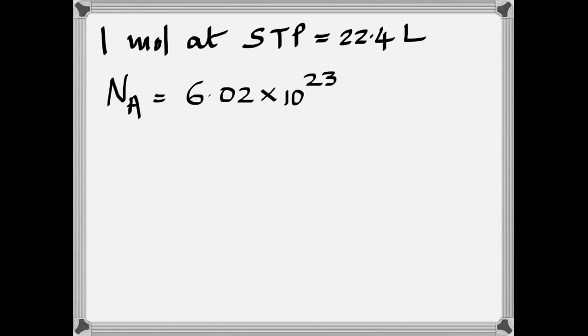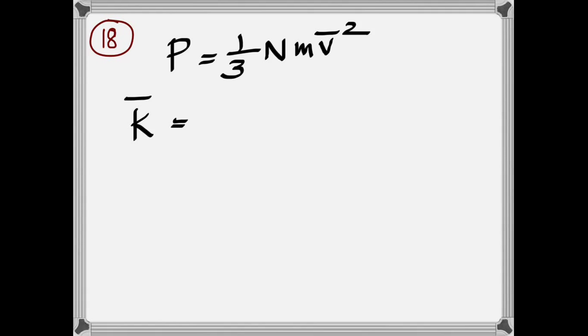Meter cube. Avogadro number is the number of molecules in 1 mole of any gas. 1 mole of any gas has the Avogadro number, 6.02 times 10 to the 23. Chapter 17, finished. 18. Pressure exerted by a gas is given by 1/3 N m V bar squared.